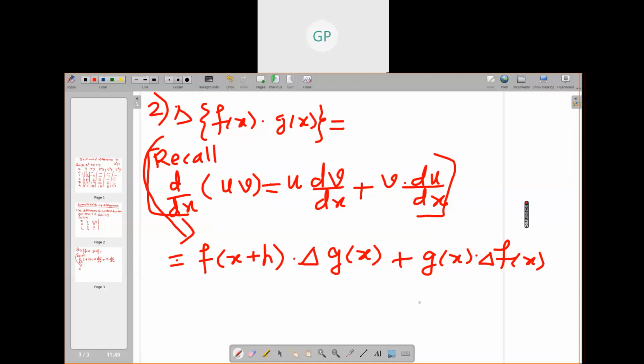Okay. So let us prove this now. Delta f(x) is f(x+h) minus f(x), right? So this f(x+h) has come from delta. Actually, we are going to prove this result, okay? Okay, ma'am.